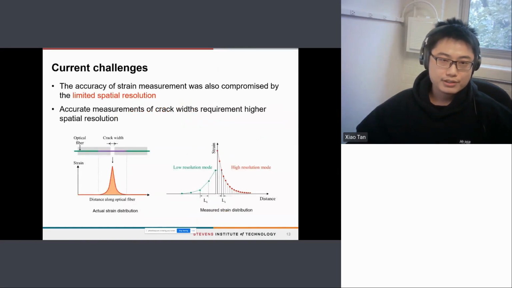For the strain measurement, distributed fiber optic sensors can be categorized into two groups: the Brillouin scattering-based sensors and the Rayleigh scattering-based sensors. Compared with Rayleigh scattering, Brillouin scattering features long measurement distance, but limited spatial resolution. For example, Brillouin scattering technology such as Brillouin optical time domain analysis has a spatial resolution of tens of centimeters, which leads to uncertainty in detection, location, and quantification of the cracks.